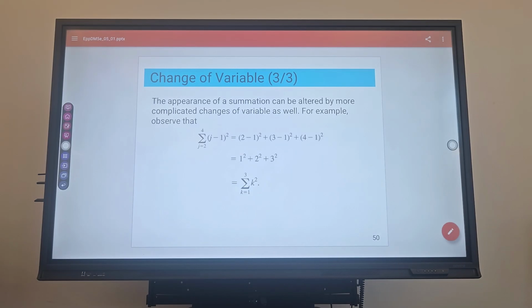The appearance of a summation can be altered by more complicated changes of variable as well. For example, those previous summations could be written as the sum of j minus 1 squared, from j equals 2 to 4. It still equals 1 squared plus 2 squared plus 3 squared, which was k squared summed from k equals 1 to 3.